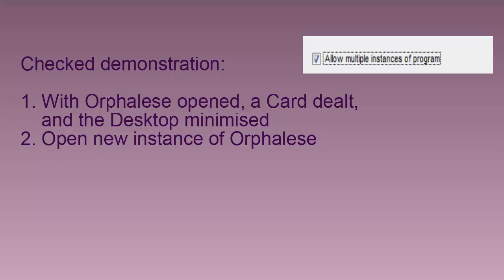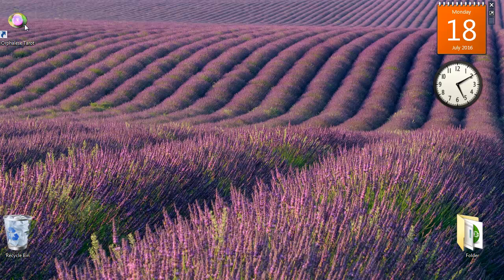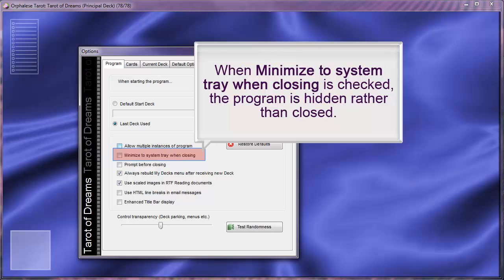For the checked demonstration, with Orphalese opened, a card dealt, and the desktop minimized, open a new instance of Orphalese. When this field is checked, you can open Orphalese multiple times. When minimized to system tray when closing is checked, the program is hidden rather than closed.